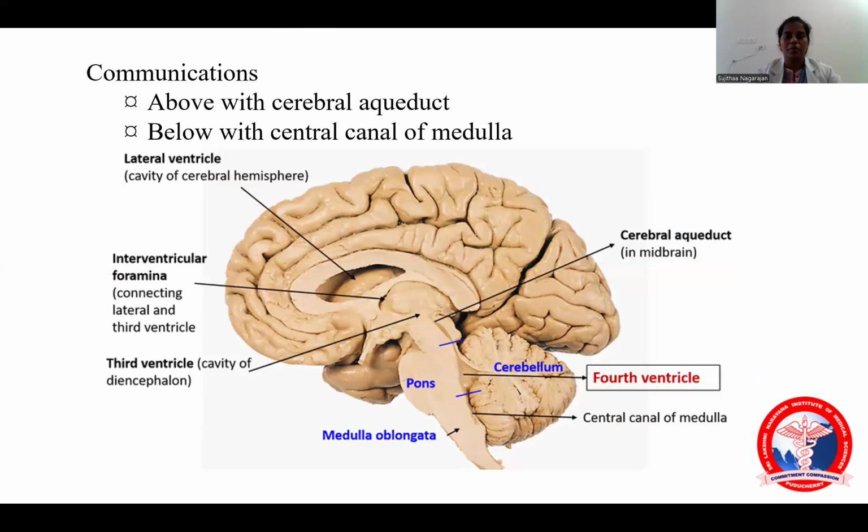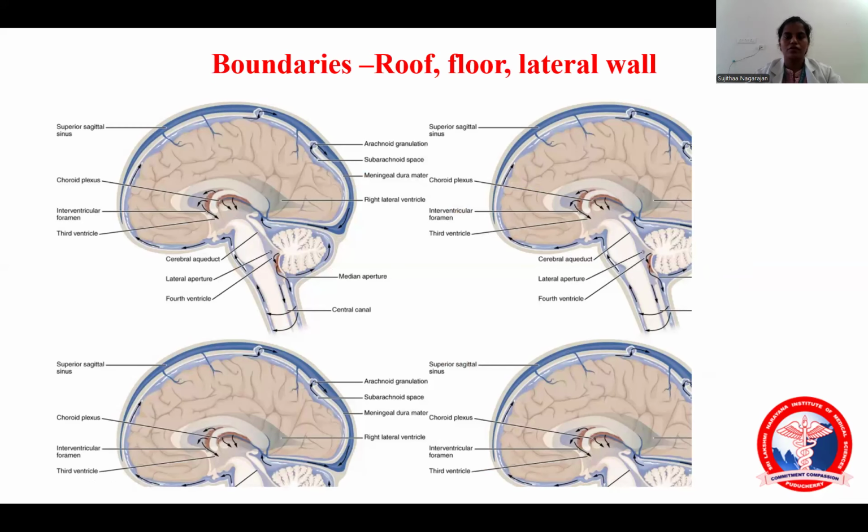Now let's see about the communications of the fourth ventricle. It communicates above with the cerebral aqueduct, below with the central canal of the medulla. So this is the fourth ventricle. It communicates above with the cerebral aqueduct through which it is connected to the third ventricle. Now it communicates below with the central canal of the medulla oblongata. So let's move on to the boundaries of the fourth ventricle. It has roof, floor, and lateral wall.